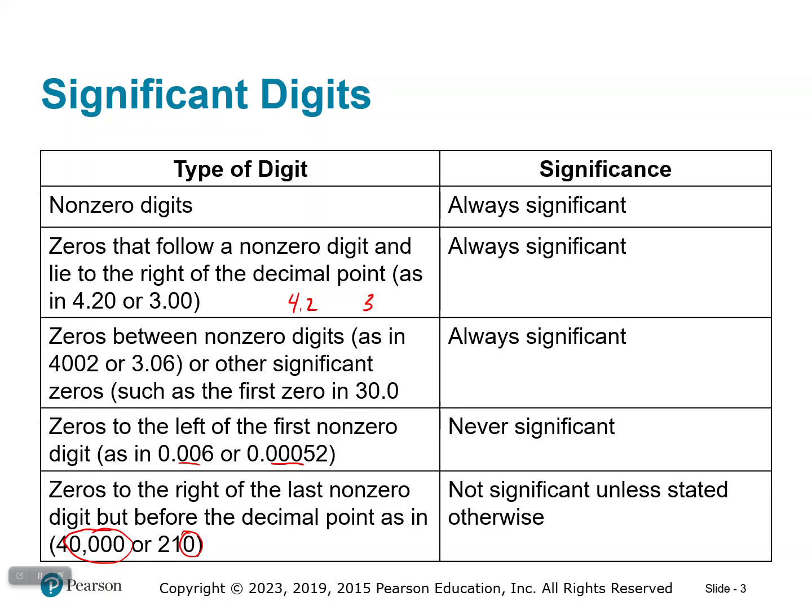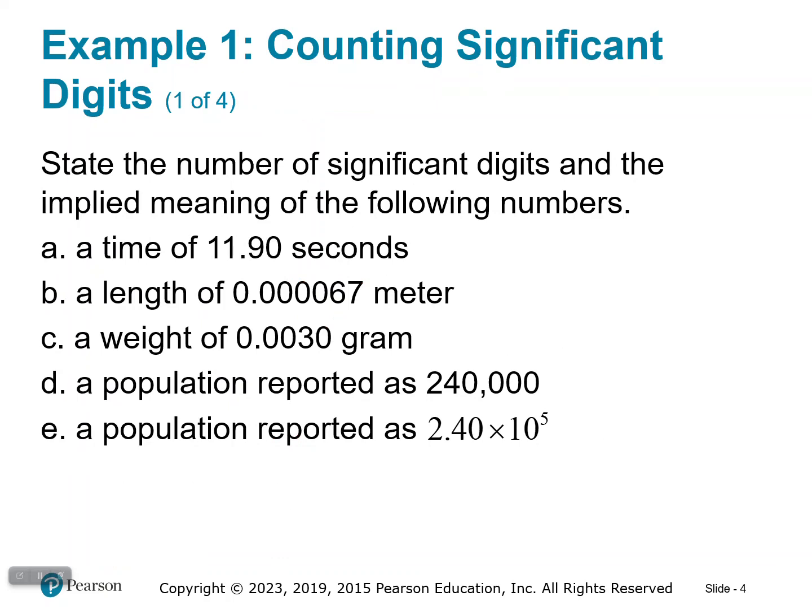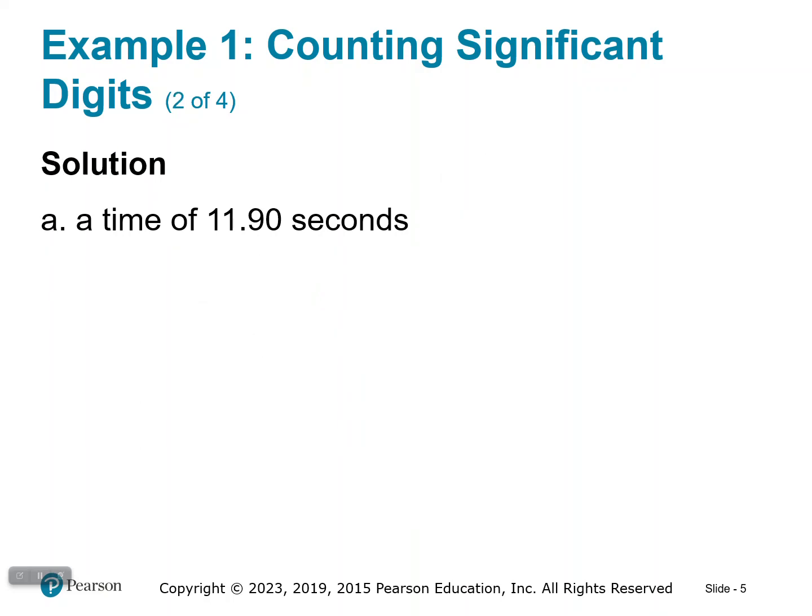Okay, so we're going to try to use this a little bit. Here we go. State the number of significant digits and the implied meaning of the following numbers. Now, we got time, length, weight, and a couple of populations. Let's take a look. A time of 11.90 seconds.